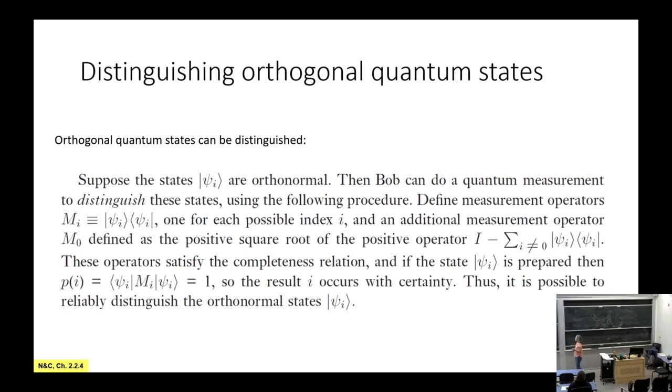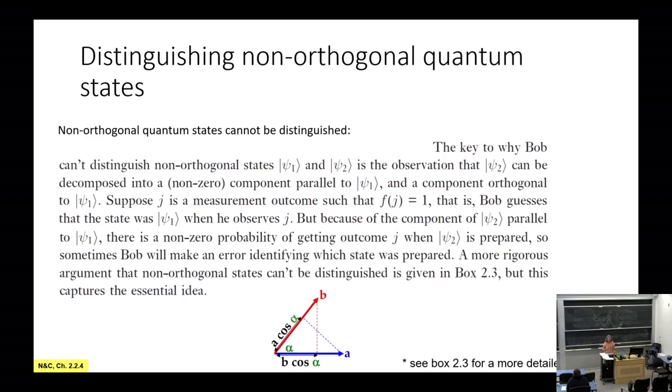And if the state psi i is prepared, then the probability that I get that state is just equal to this inner product, and it's just equal to 1. So the result i occurs with certainty. So it's possible to reliably distinguish the orthonormal states psi i. So now the question is, what happens if they're not orthogonal or orthonormal?